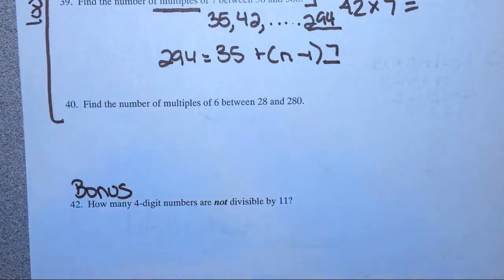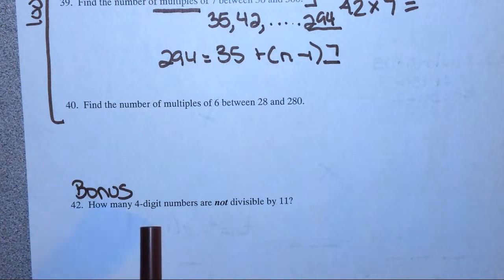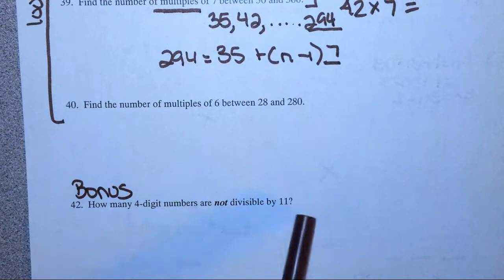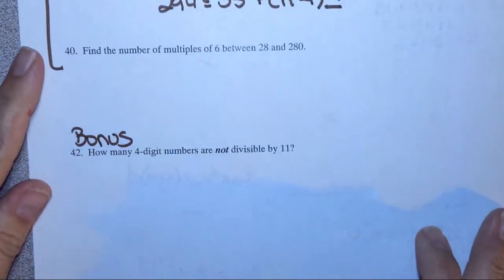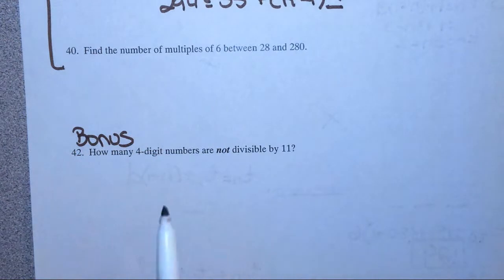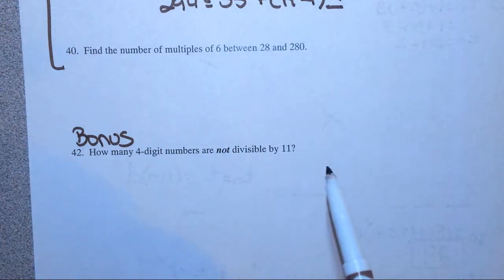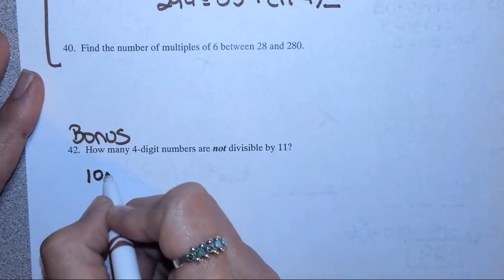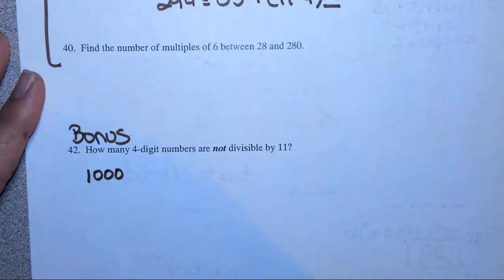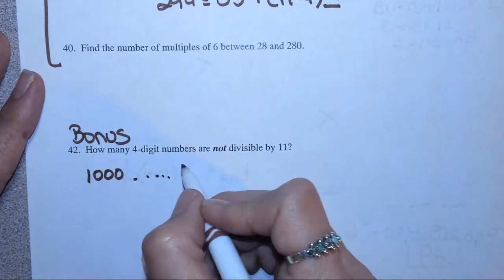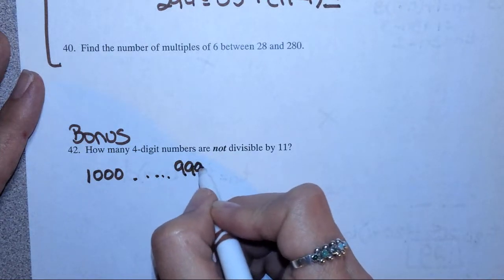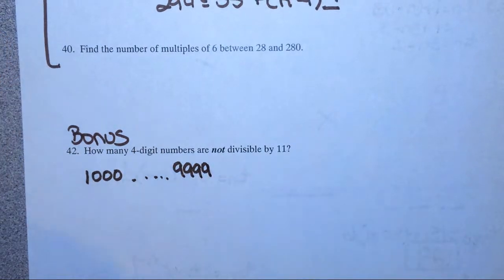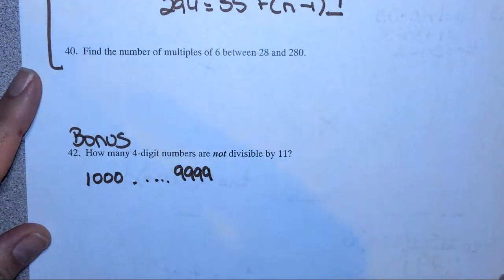Now, 41 is a little bit harder. They want to know how many 4-digit numbers are not divisible by 11. In order to figure that out, here's my hint. First, you have to figure out how many 4-digit numbers there are. The first 4-digit number we have is 1,000, dot, dot, dot. The last 4-digit number we have is 9,999. And those are just all one apart.